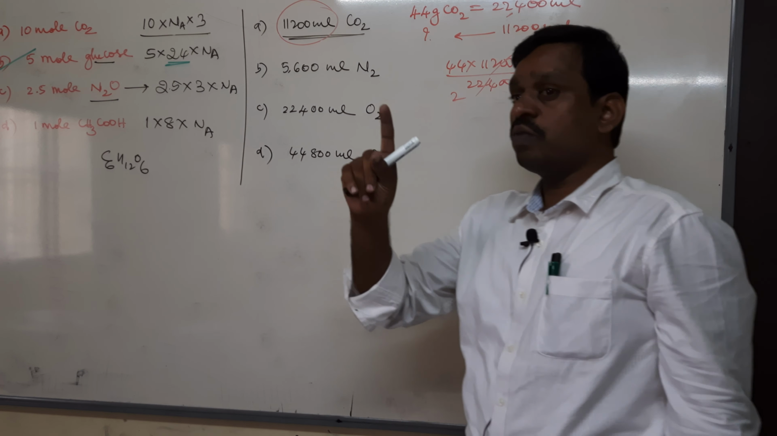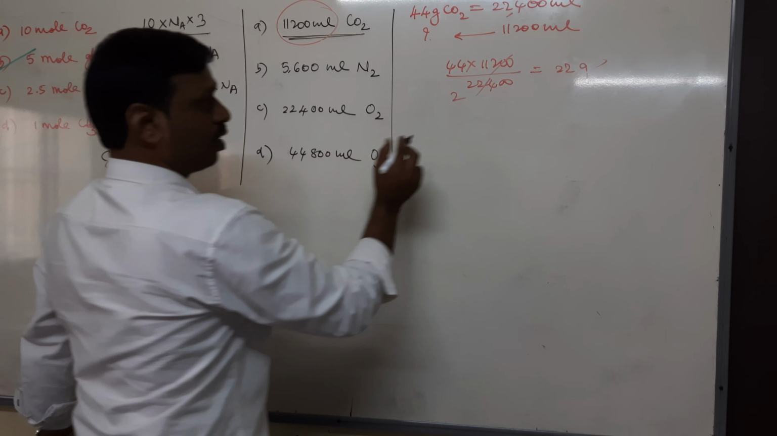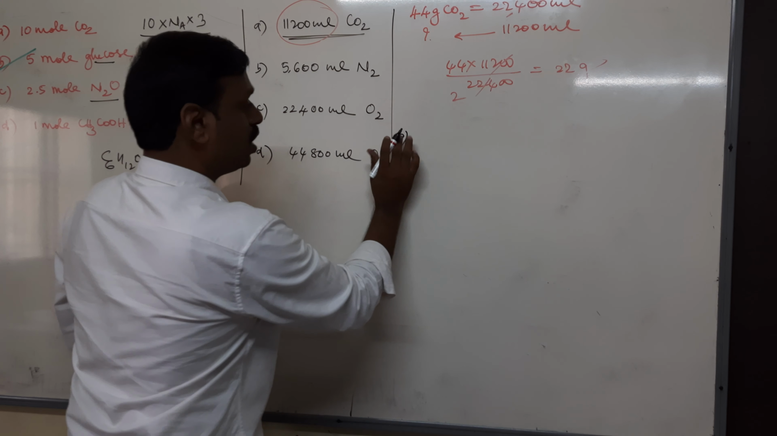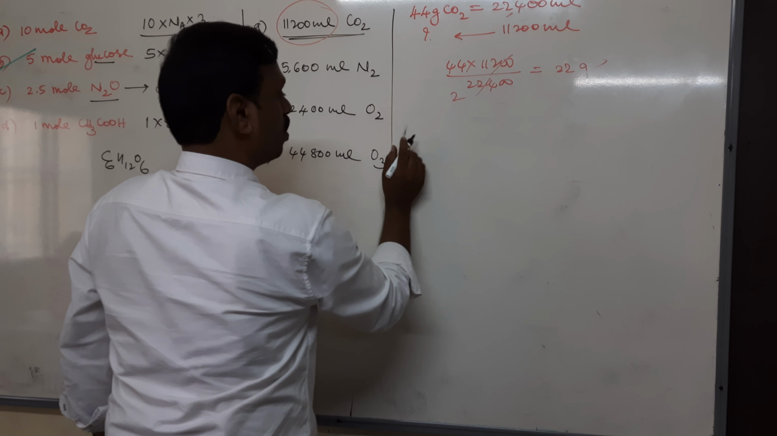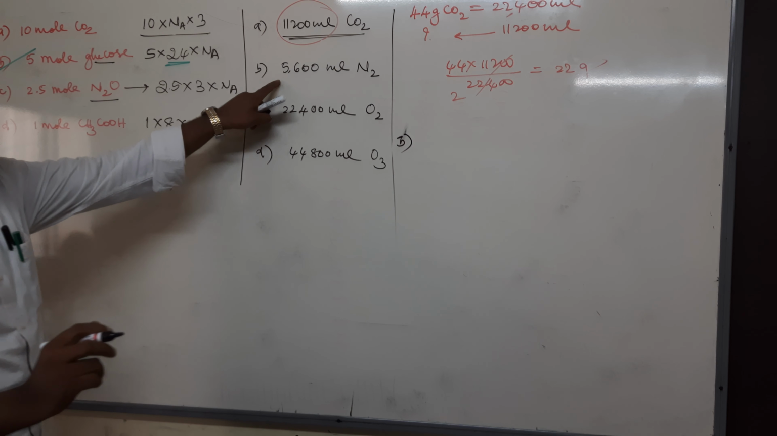You just convert into mole. That is easy. You understand? Right? So the answer is 22 grams. Understood? Okay. B. Tell me, what is the mass? I'll do it in terms of mole. Come on, tell me. B. 5,600 ml.